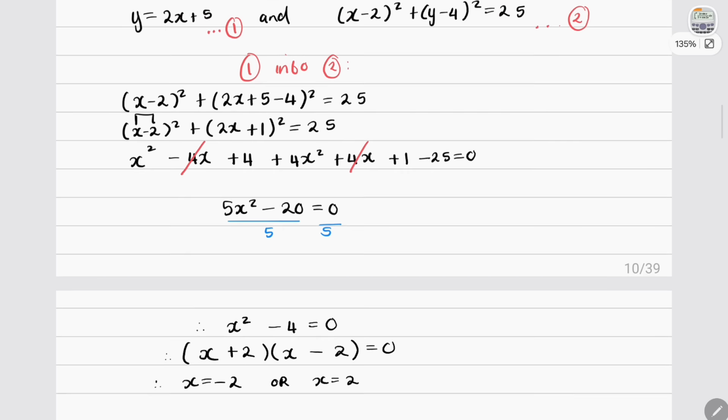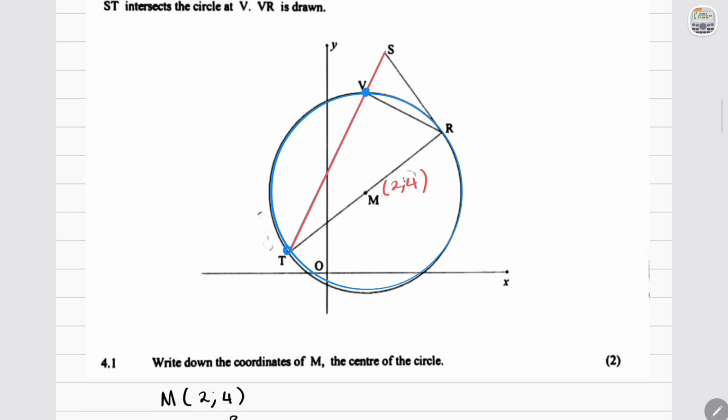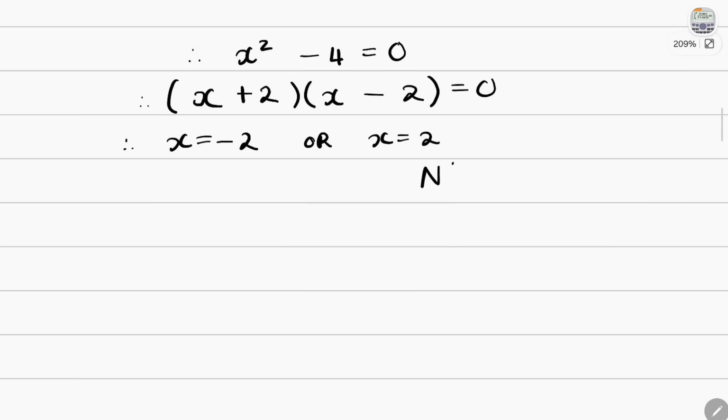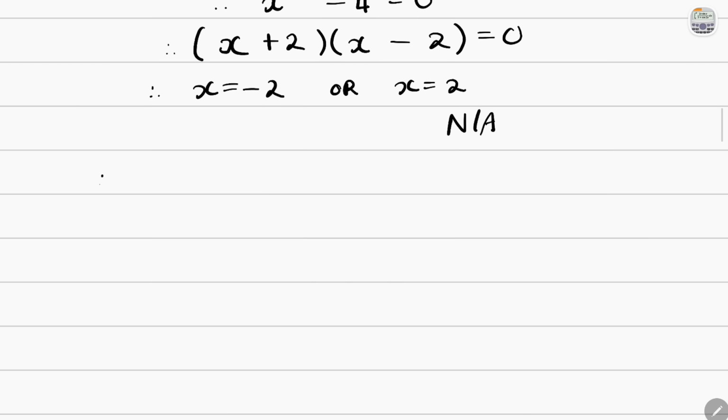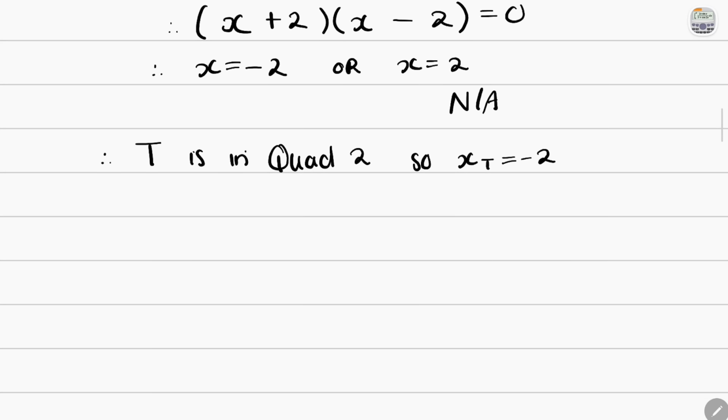So those are our answers, and let's see which one belongs to T. Do you see that this point is in the second quadrant? The second quadrant is where our x value is negative, so you have to take the negative one. I'm not taking the positive, it's not applicable for this. So I'll say T is in the second quadrant, therefore x is equal to negative 2. So the x value of T is negative 2.